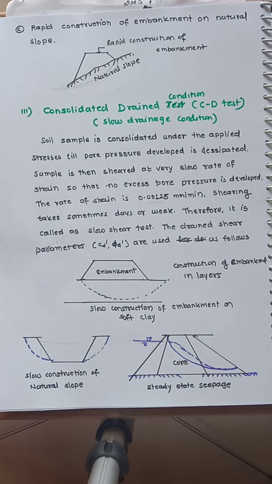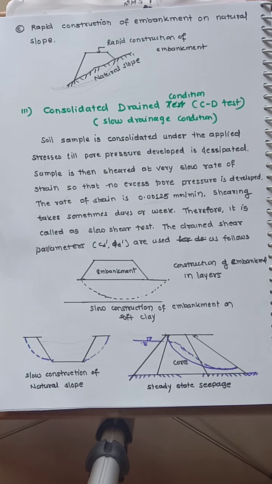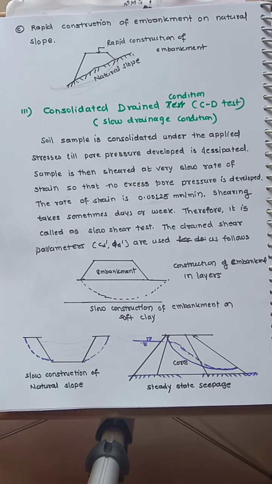So this is how the three conditions can be observed in the direct shear test or in the triaxial shear test. The other two, the unconfined compression test, is always an undrained test. The vane shear is also something similar to an undrained test.